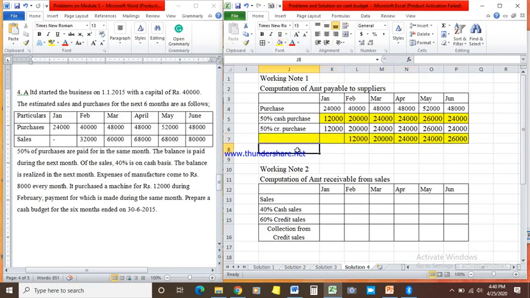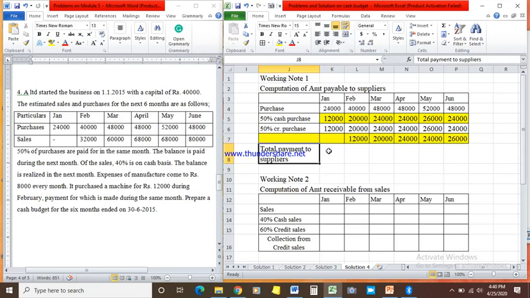So for the total payment, because we cannot split two things, I'll just make a total payment to suppliers, whether it's on account of cash purchase or credit purchase, how much it is going to be in each of the months. If we calculate, that figure is important for us.